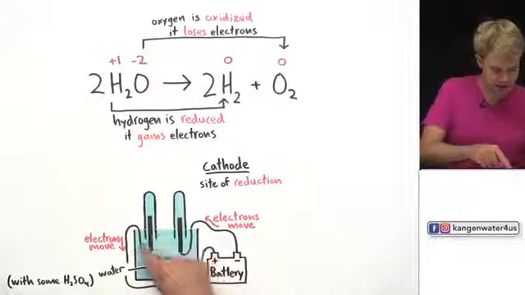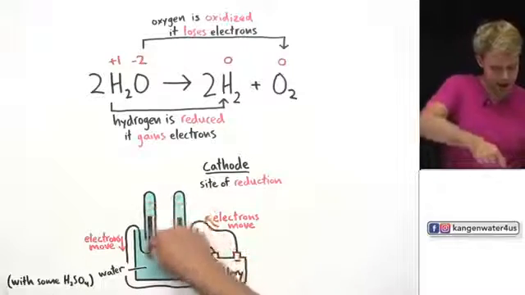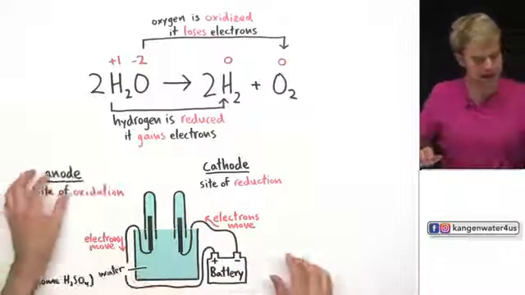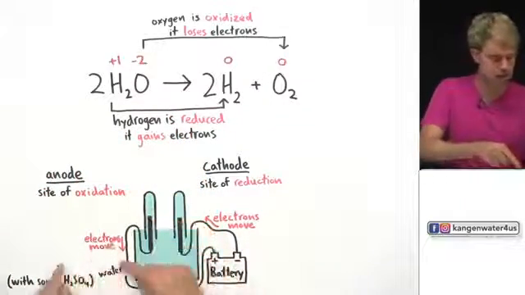Over here, this electrode is hooked up to the positive side of the battery. So electrons are moving out of it. That means that oxidation is going to be taking place. It's going to be pulling electrons from things.